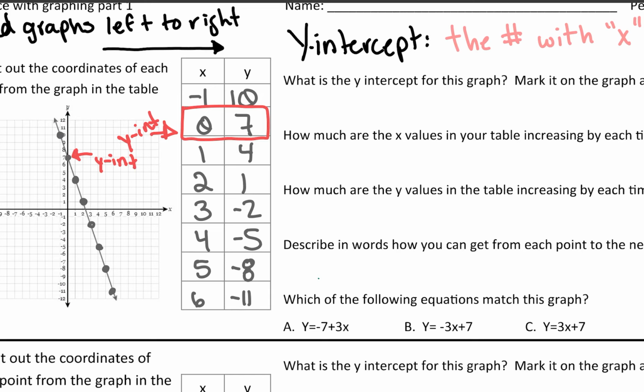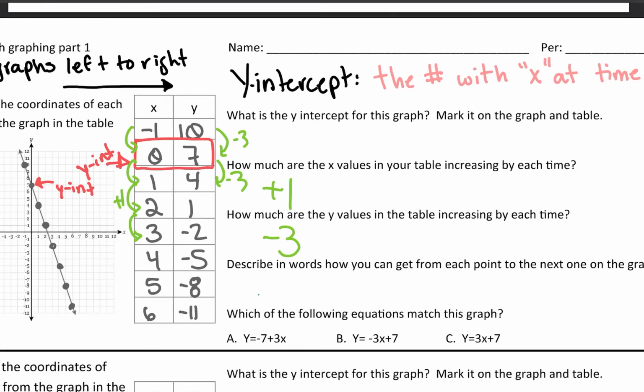In our table here, for the x side, we are adding 1 as we go down. So I'm going to put a +1 here. And then I am subtracting 3 for the y side. So I'm subtracting 3.